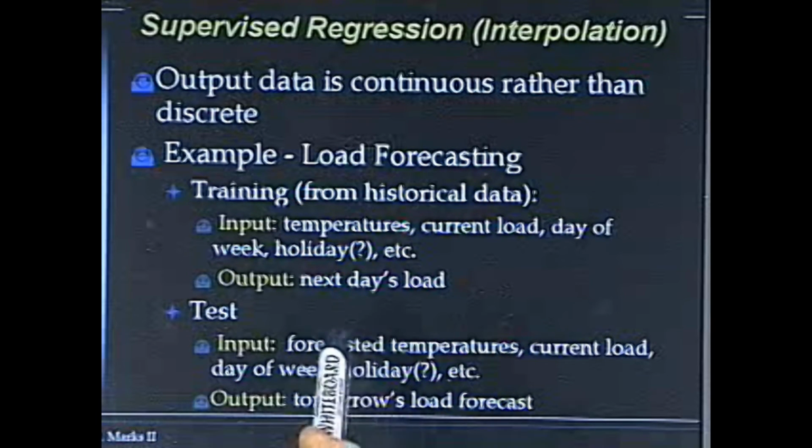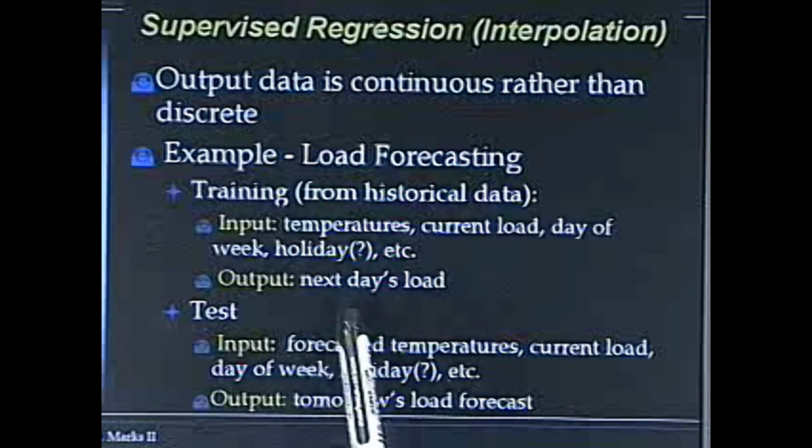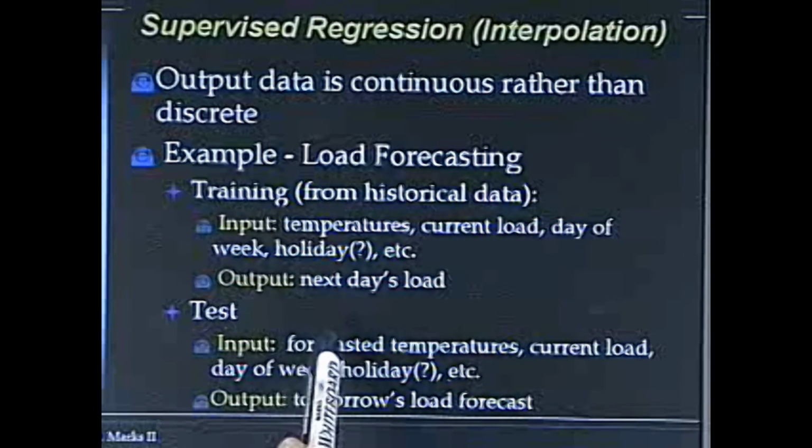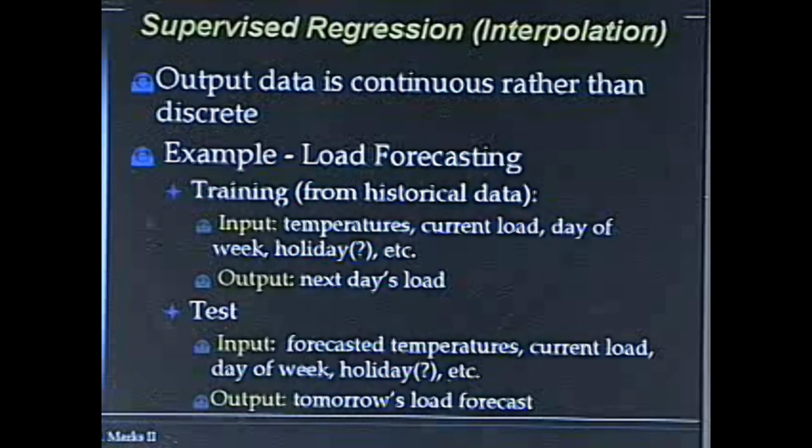And indeed, this works. When we talk about applications of neural networks, we'll talk about literally hundreds of utilities in the U.S. and abroad that currently use neural networks to forecast their load. But this is a regression problem in that the load is not a 1 or 0. It's a continuous thing in megawatts or gigawatts or terawatts or whatever. So it's a continuous output. So therefore, this is indeed a regression machine.